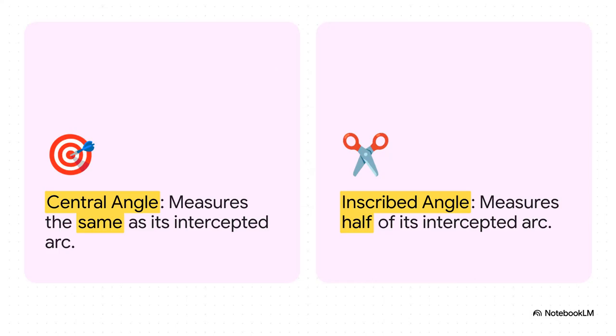And here it is, the first secret, and it's just beautiful. The inscribed angle, the one from the edge, is always exactly half the size of the arc it's looking at. So if that arc is 80 degrees, the angle is a perfect 40. Meanwhile, the central angle is always the same as the arc. So simple, right? That half relationship is our first key.